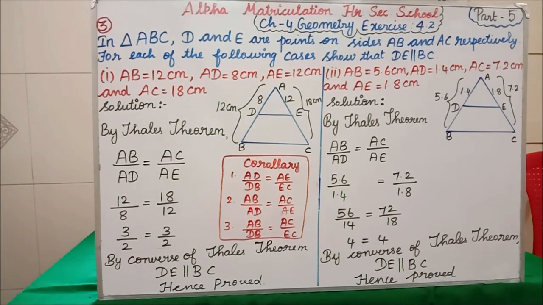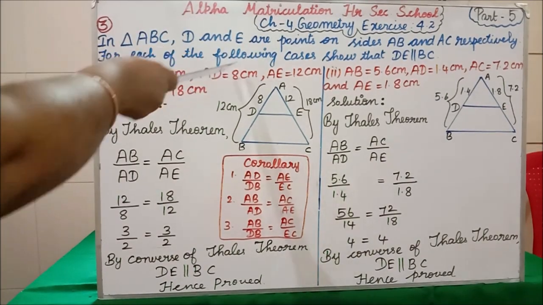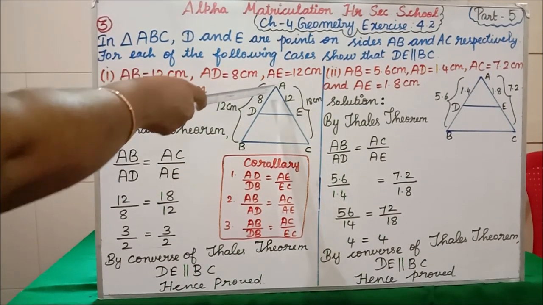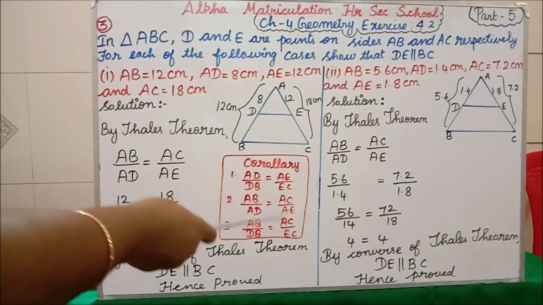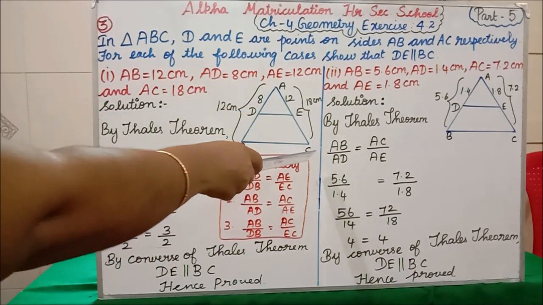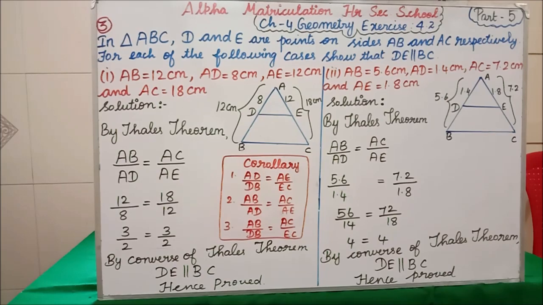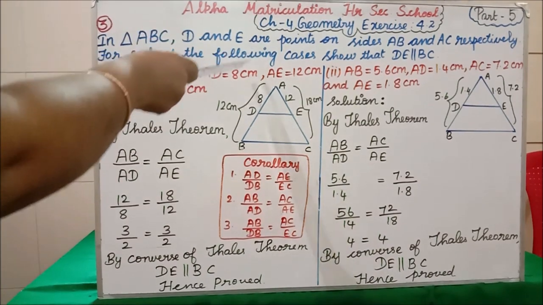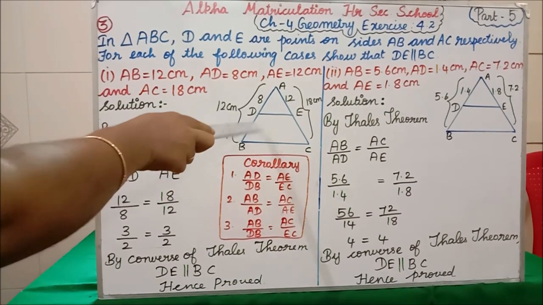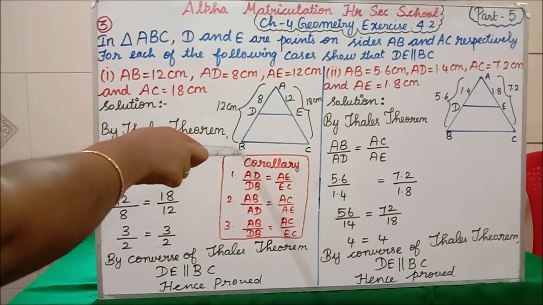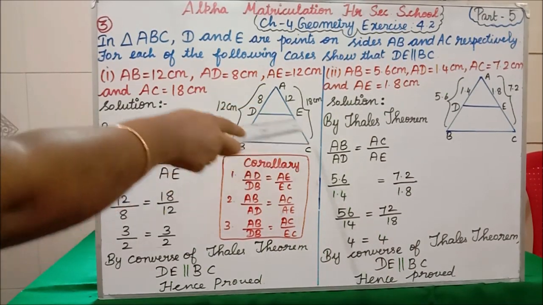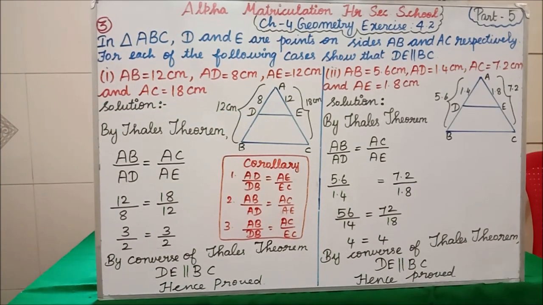The second form, how can we write? The full length AB divided by the first part AD. Similarly, this side is AC, the full length, divided by the first part AE. That's the second one. Now we'll see the third one. The third one is the full length AB divided by the remaining second part DB, and on this side the full length AC divided by EC. Clear, all of you? Okay, in three ways we can write Thales theorem.